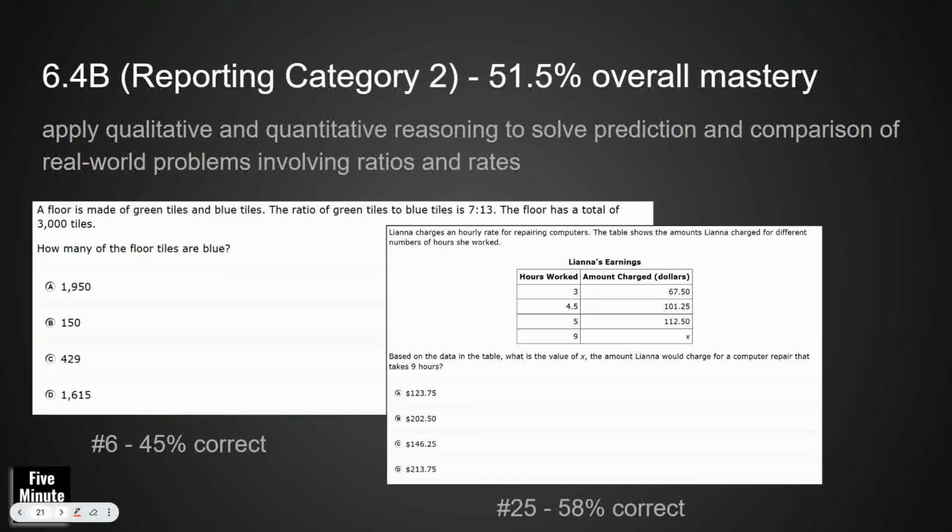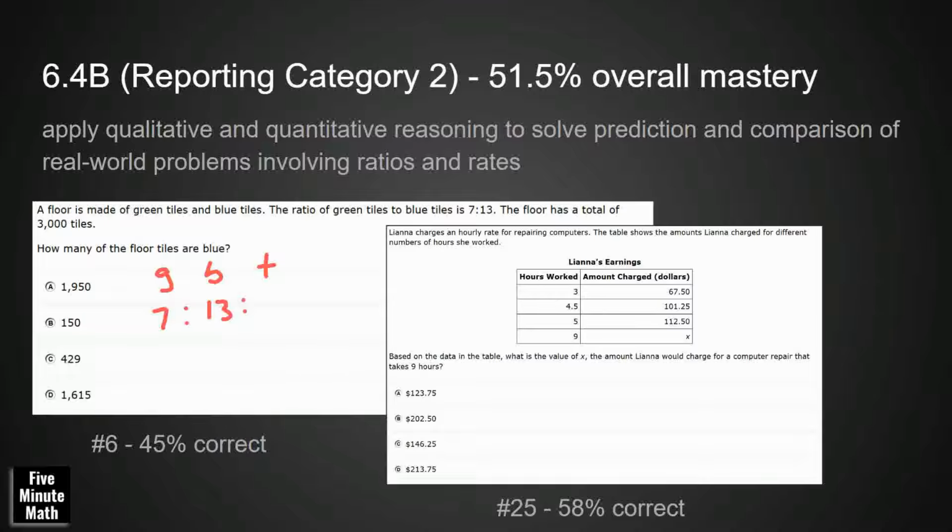6.4b is next. This is applying quantitative and qualitative reasoning to predict and compare real world ratios and rates. All right, so for number 6, we've got a ratio of green to blue is 7 to 13. The floor is a total of 3,000. How many is blue? All right, so there's a hidden number here. So I'm going to say blue and green. So I need my green first. Green is 7. Blue is 13. But what's missing is my total.